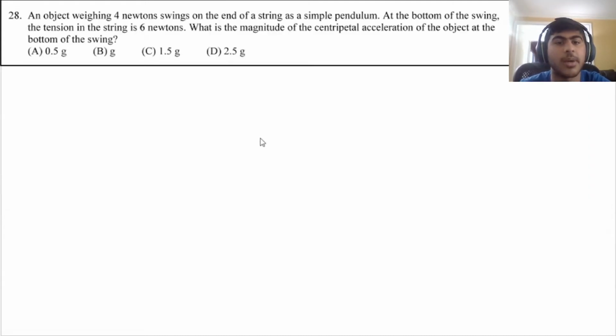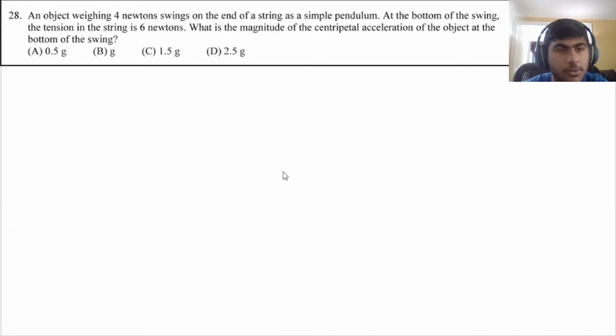Alright, let's get to some more math problems. An object weighing 4 newtons swings on the end of a string as a simple pendulum. At the bottom of the swing, the tension in the string is 6 newtons. What is the magnitude of the centripetal acceleration of the object at the bottom of the swing? Alright, so let's see what we can do here. We have that the object weighs 4 newtons, and the tension is 6 newtons.